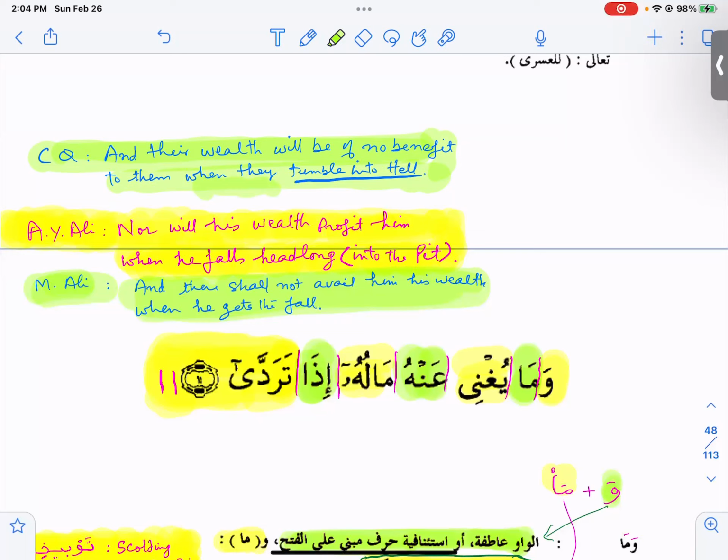And their wealth is taradda. And their wealth will be of no benefit to them when they tumble into hell, when they are pushed into hell, they fall into hell. Abdullah Yusuf Ali: nor will his wealth profit him on Yawm al-Qiyamah, nor profit him when he falls headlong into the pit, that is hell. Morally: and there shall not avail him his wealth when he falls into hell.